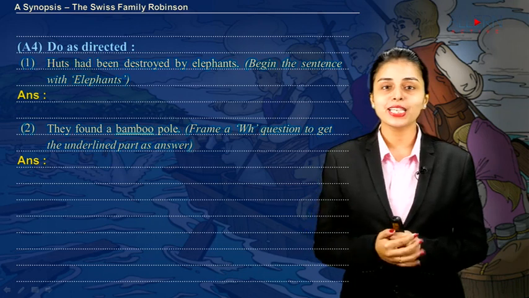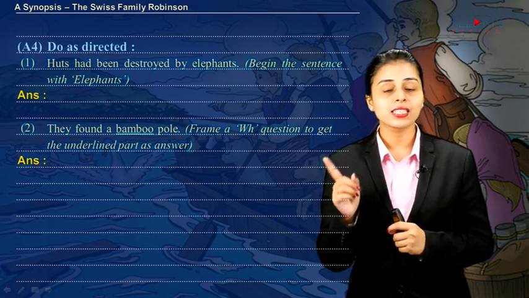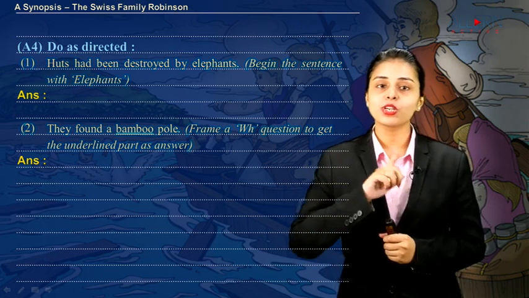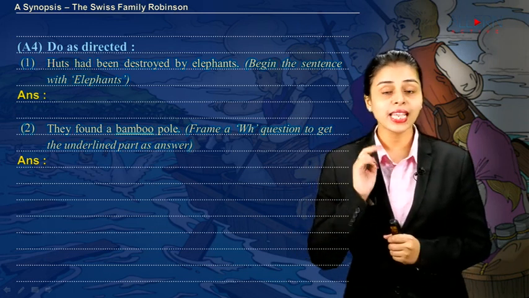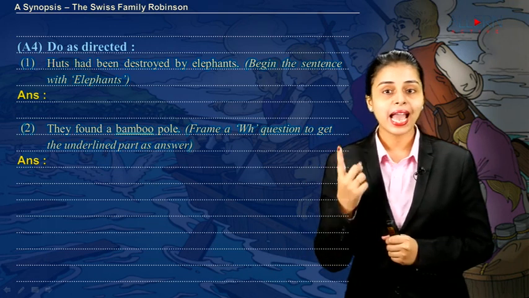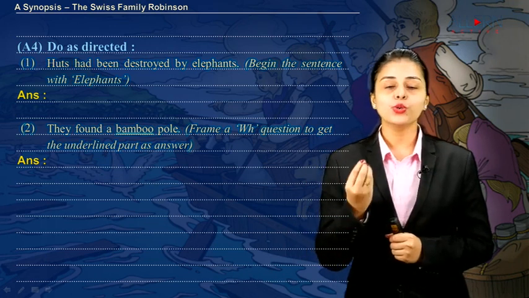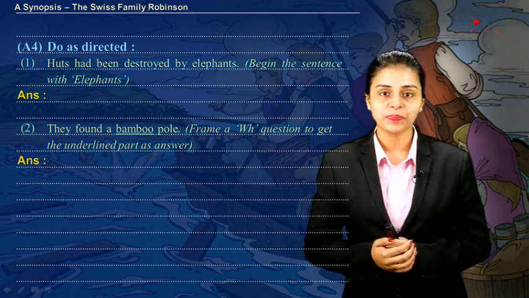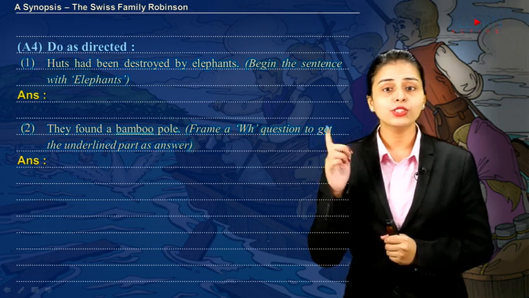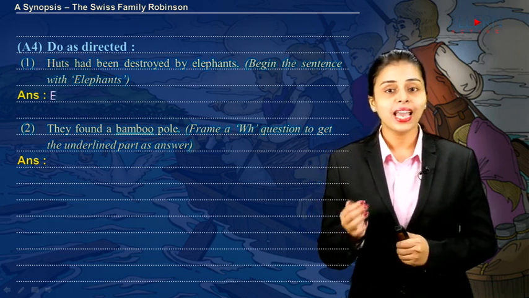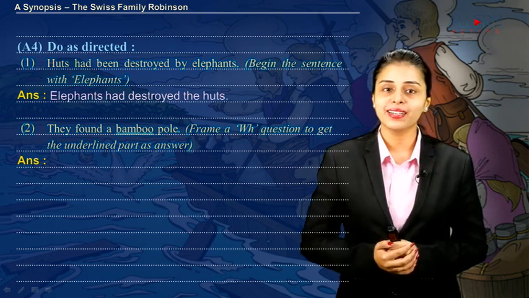The first thing that you will do is you will swap the subject and the object. So elephants will go at the beginning and huts will go at the very end. The second thing that you will do is out of the 3 verbs that are already present, had, been and destroyed, you will remove the extra verb, and the extra verb over here is been. And the last step that you will do is you will remove by because it's no longer necessary. So the answer will be elephants had destroyed the huts.